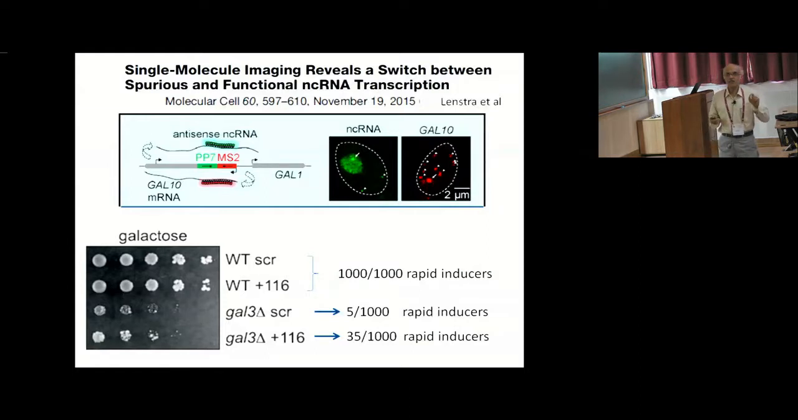Meaning that the function of the non-coding RNA in the uninduced condition is to make sure the basal expression of GAL1 is kept as low as possible. The moment the non-coding RNA is destroyed, the basal expression goes up, but that can only be detected in the GAL3 deletion background.